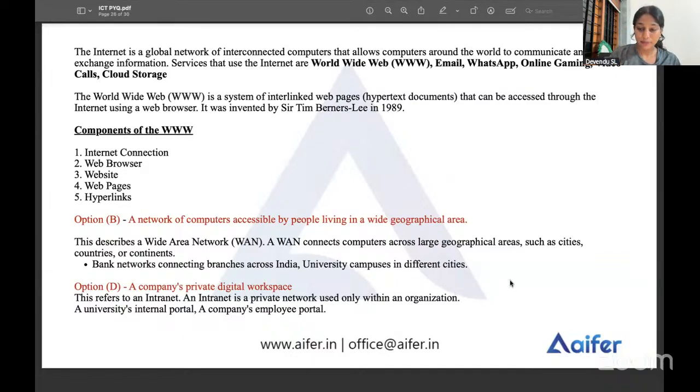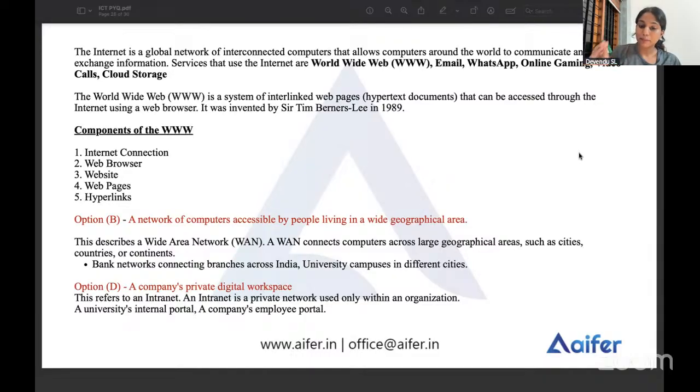So what does option B mean? Option B means a network of computers accessible by people living in a wide geographical area. In a wide geographical area, the internet is used. Then that is called a WAN, wide area network.